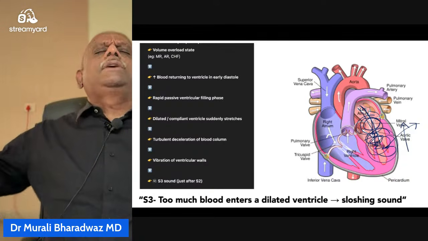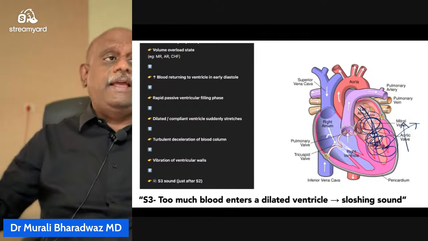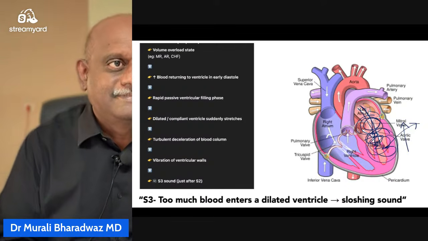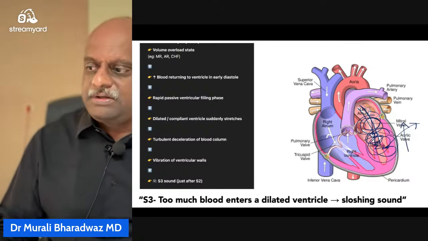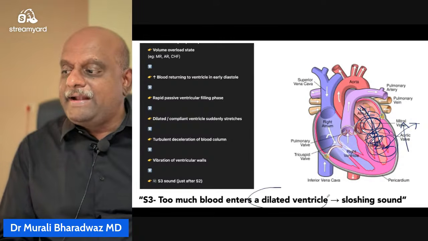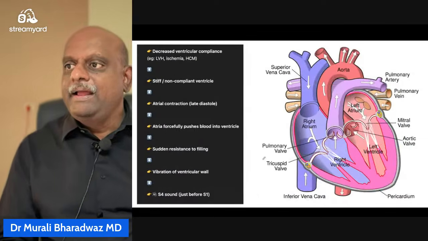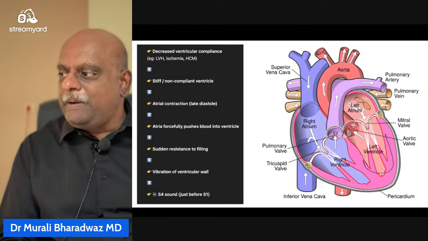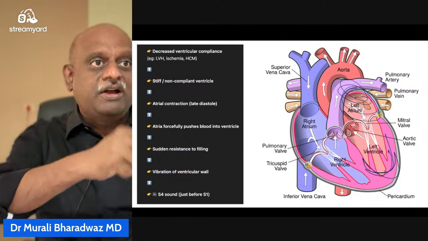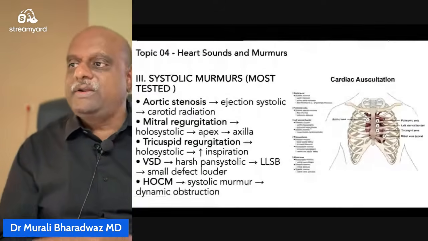Any failed heart. So what is the rule? Pure mitral stenosis does not lead to S3. If at all S3 is there in a case of MS, you need to think of the possibility of either MR or AR, either of the two regurgitant lesions. Okay? So in a simple way, too much blood entering a dilated ventricle, a sloshing sound in a failed heart, is S3. Whereas any stiff, non-compliant ventricle, the atrium needs to contract stronger in the last 1/3. That leads to the fourth heart sound.